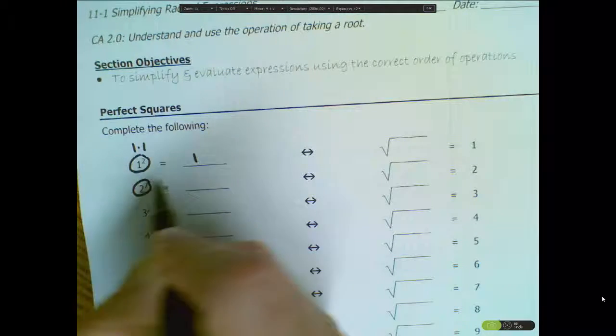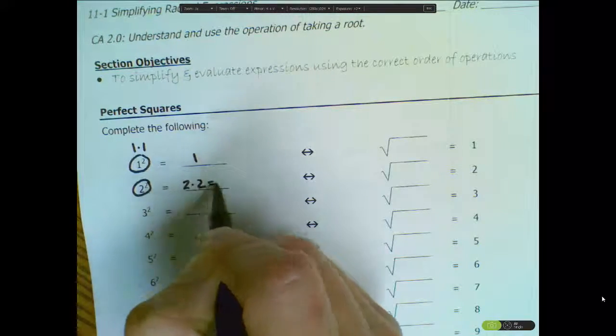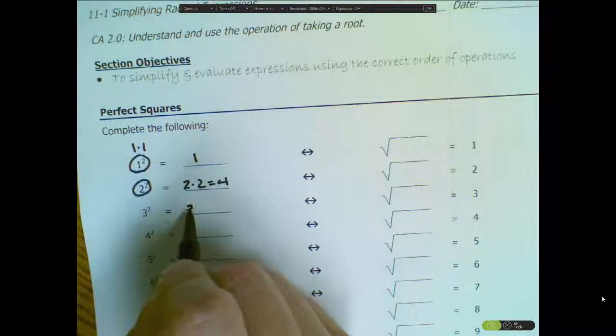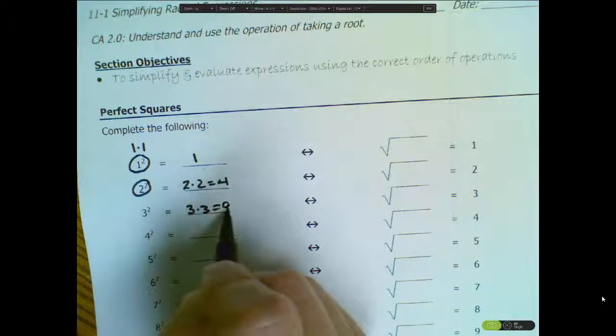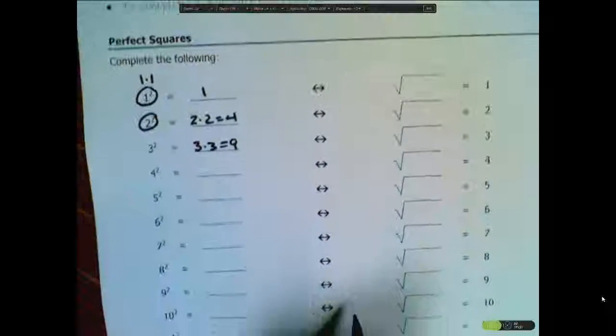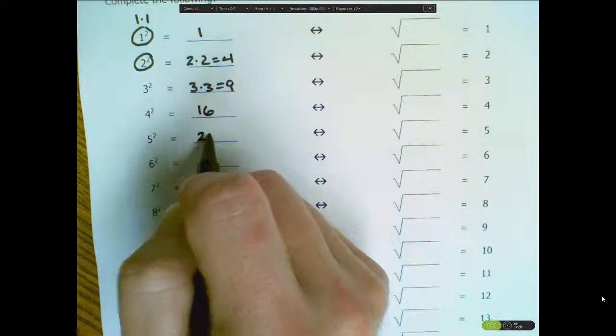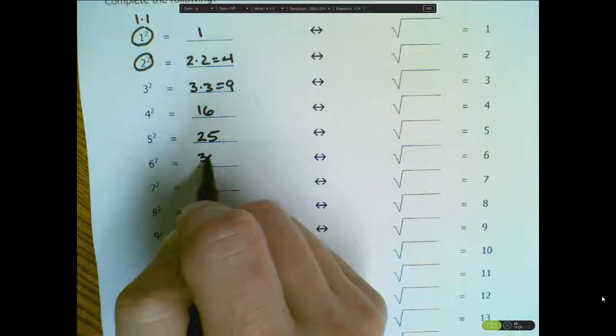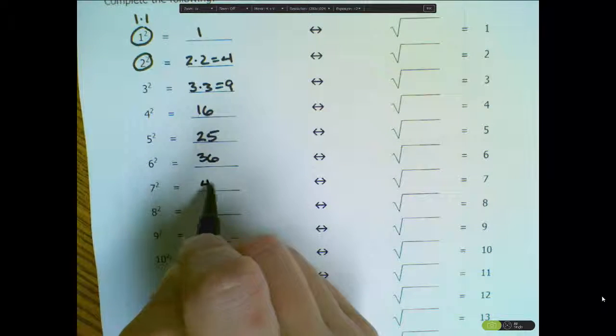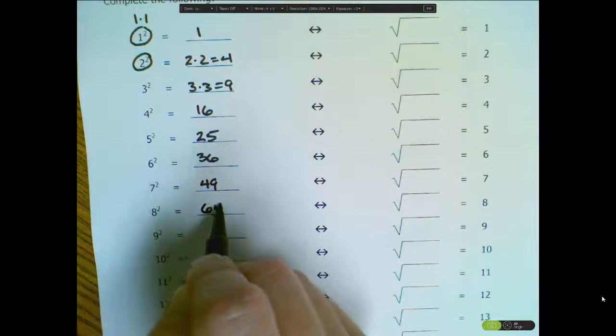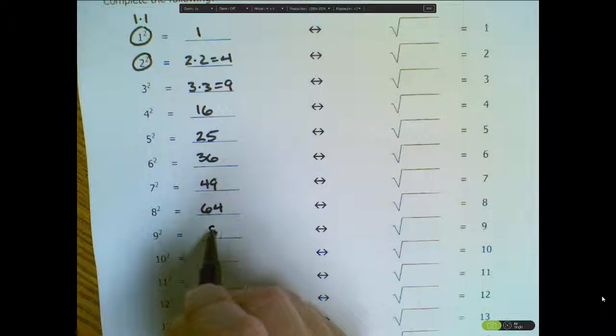2 squared, what that means is we have 2 times 2. 2 times 2 is 4. 3 squared, 3 times 3 is 9, and so on. So 4 squared would be 16. 5 squared is 25. 6 squared is 36. 7 squared is 49. 8 squared is 64. 9 squared is 81.